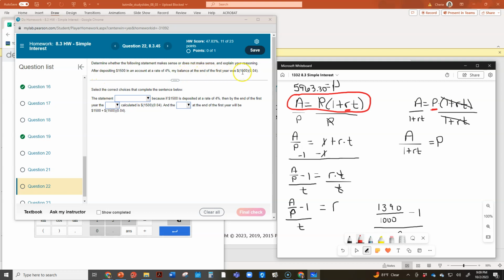That's just if you multiply your principal times your rate, you're just going to get your interest. You're not going to get your balance. The statement does not make sense because by the end of the first year, the interest is calculated, and the balance at the end of the year will be the principal plus the interest.